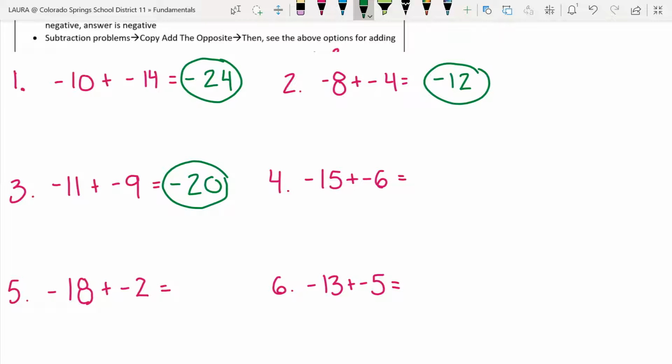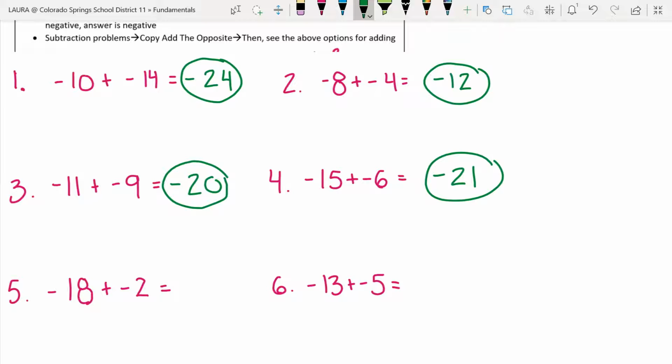Okay, hopefully you're able to work through these. These are just like the ones I did. So let's see how you did. Number 4, you're just adding. Both numbers are negative, so you just add like normal. 15 plus 6 is 21. Keep it negative. Number 4, you should have gotten -21.